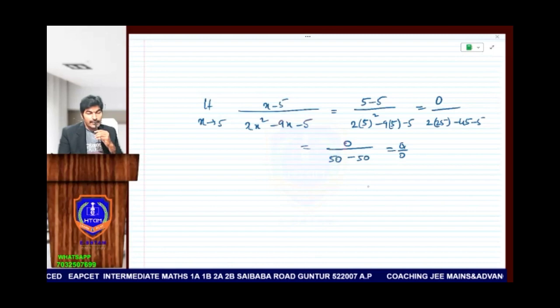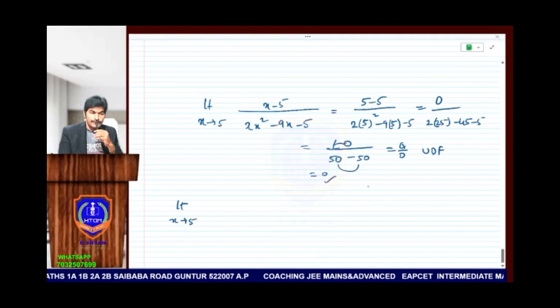You have to do the calculation in the denominator. Don't fix that 0 by any. Actually, 0 by anything is 0. That is the answer, you can accept that. But you have to check the denominator value. If it is 0, then you can say it is undetermined. Otherwise, you have to accept 0 in the numerator as the answer. Understood?